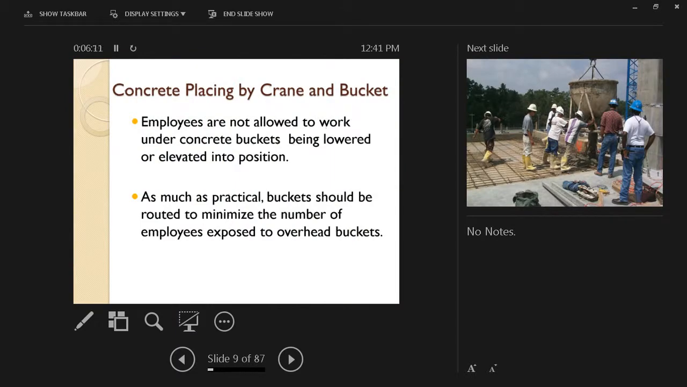A third hazardous area when it comes to concrete is concrete placing. We have multiple ways of concrete placing, whether it's through a pump, buggies, or a tower crane and buckets. So here we're going to talk about tower cranes and buckets. Employees are not allowed to work under concrete buckets being lowered or elevated into position, because just in case something goes wrong with the bucket itself and it opens, concrete dropping from that bucket can kill someone standing underneath it. And as much as practical, buckets should be routed to minimize the number of employees exposed to overhead buckets. So in the design of the operation itself, we're going to take that into consideration with the motion of the tower crane and of the buckets.